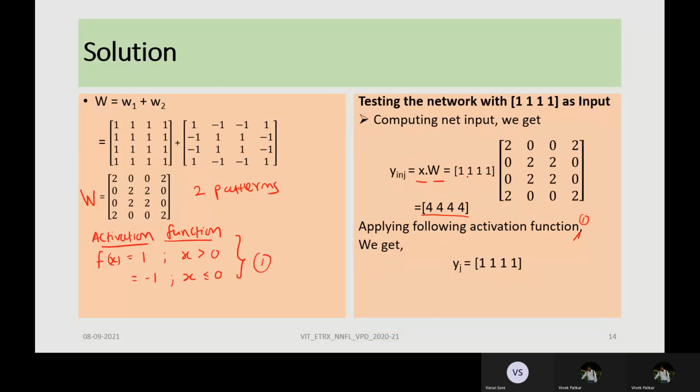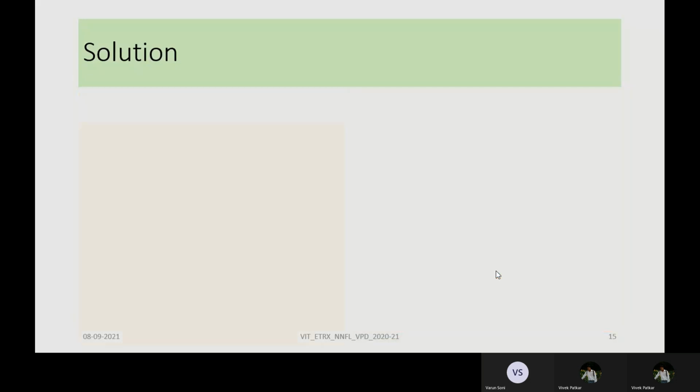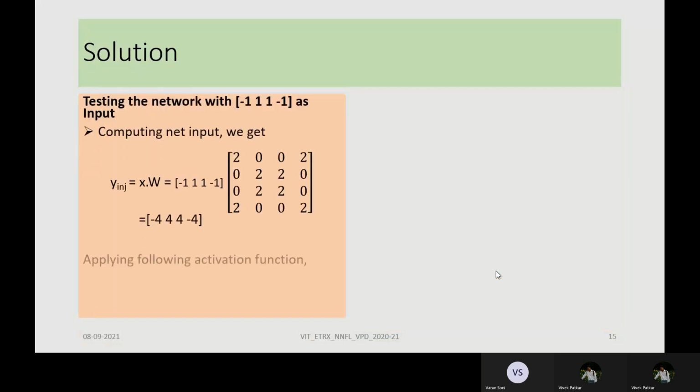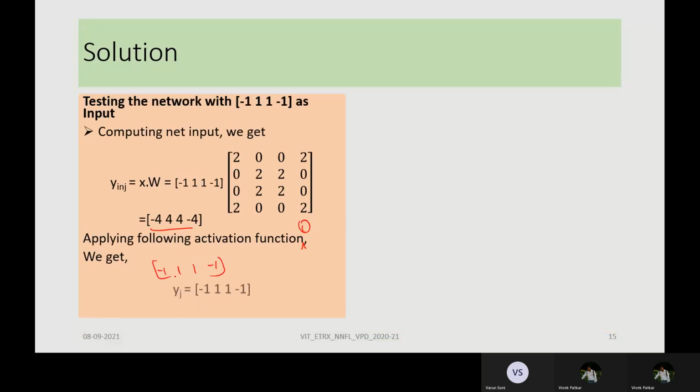So the first input pattern, my network is able to reconstruct. Yeah, it has memorized it. Let's check for the second one. The same procedure will be followed here, and then we apply the activation function 1, and we get minus 1 1 1 minus 1 here. And so the second pattern is also correctly stored. That means this combined weight matrix is able to represent both the stored patterns at least without any mistake.